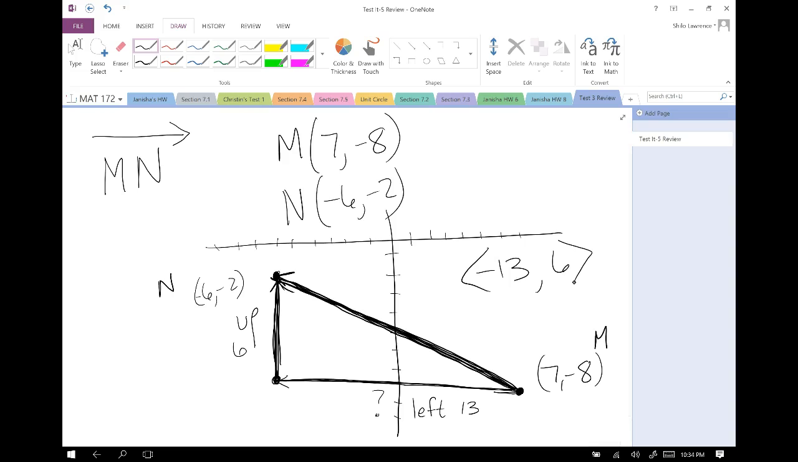So vectors have direction. It matters where you're starting and where you're ending. If I was going the opposite direction, I'd be going down and right, and the signs would change. So it's really important that we understand that we're going from M to N, which means I have to go left and up. That's why the x is negative and the y is positive. We had to go left 13 and up 6. So the components, those are just the legs of that right triangle. The actual vector is the hypotenuse. The components are negative 13 and 6.